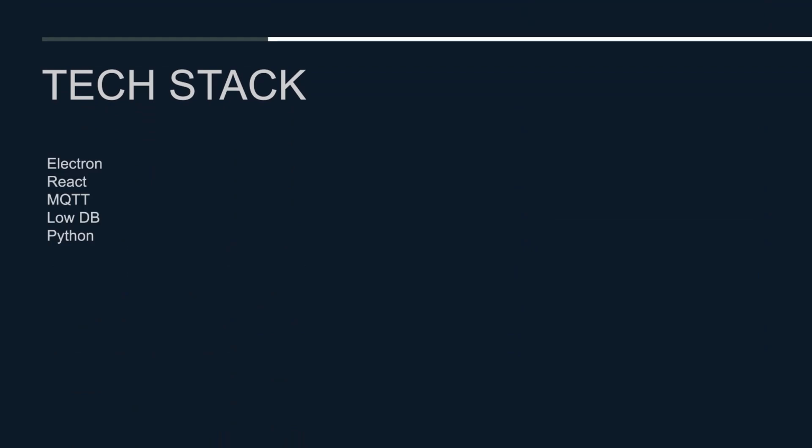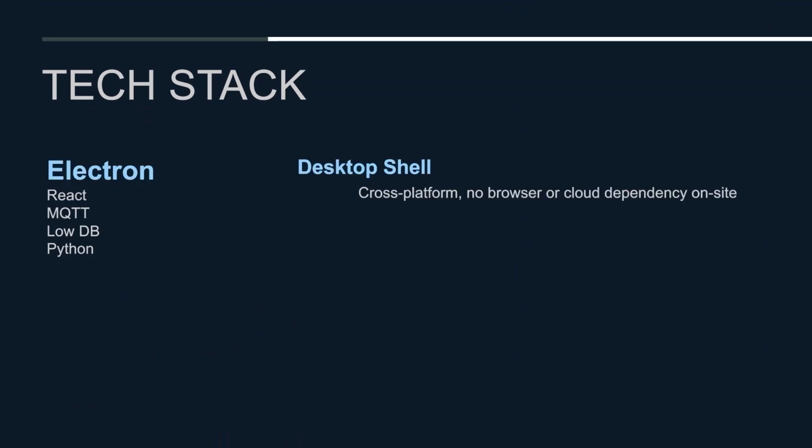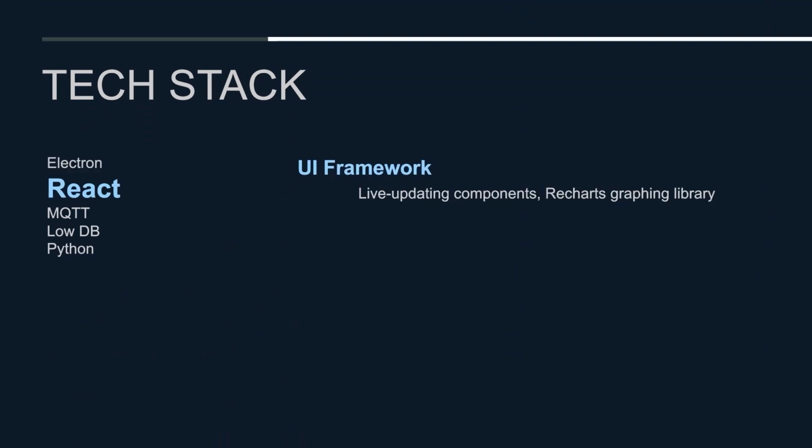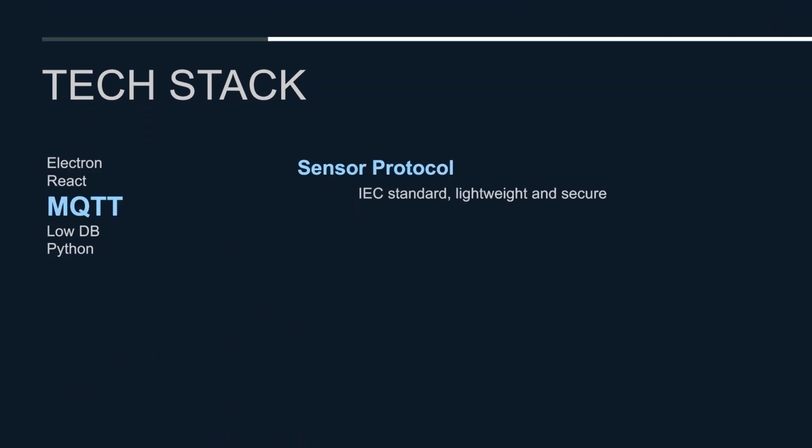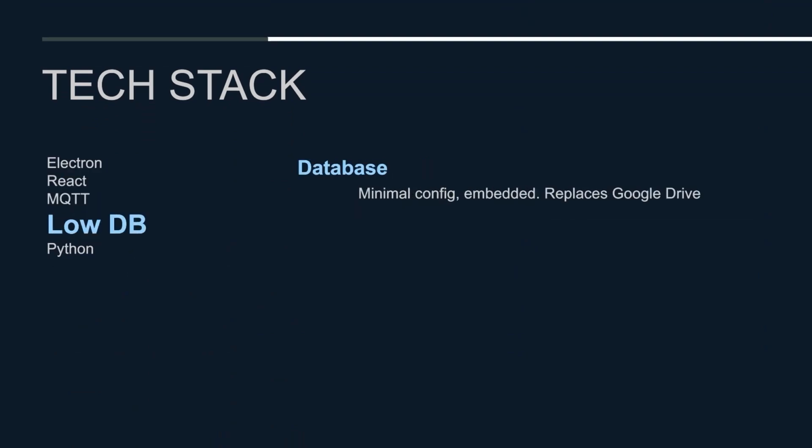For our tech stack, Electron is used as the desktop application framework, which allows the app to run directly on the engineers' laptops. React is used as the front-end framework, MQTT replaces the existing scripts, LowDB is used as the local database, and Python is used for the backend of the sensor scripts.